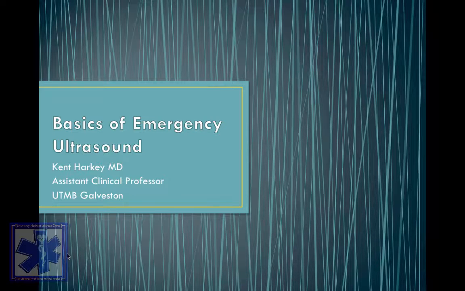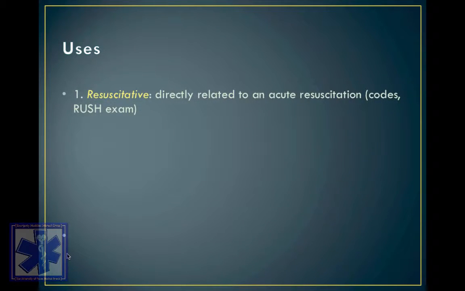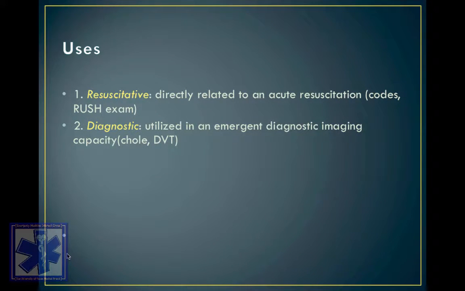So here's just some basic, broad swath overview kind of stuff. So what do we use it for? These are very overlapping categories, but the idea is you use it for resuscitative purposes. Trying to look for an acute resuscitation, what can I do to help this person? Usually falls under a RUSH exam, and during code situations.